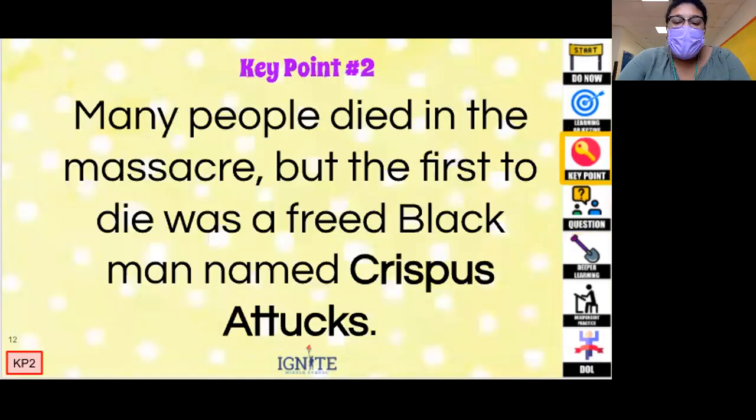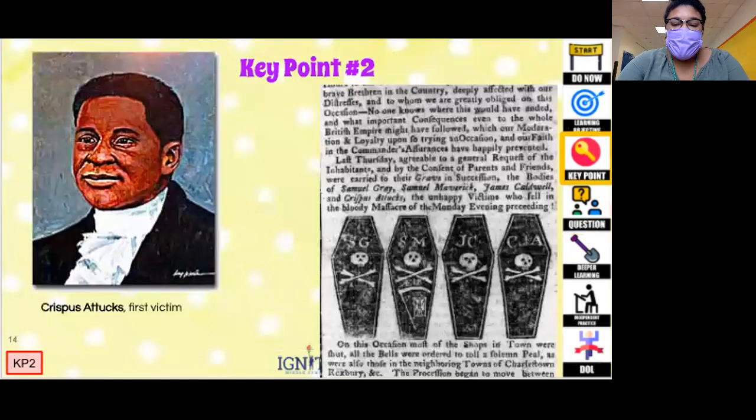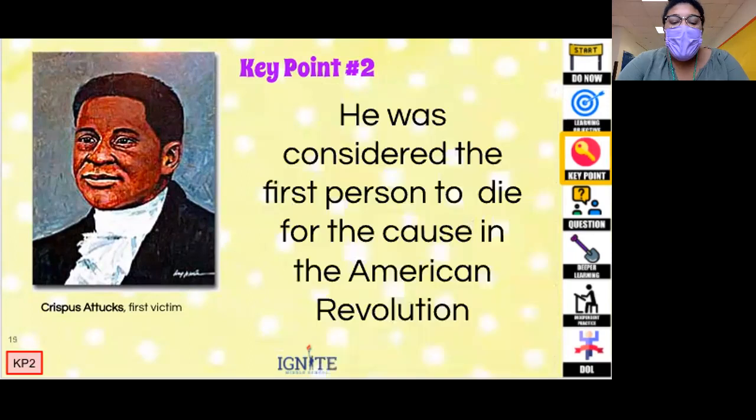Key point 2. Many people died in the massacre, but the first to die was a freed Black man named Crispus Attucks. As I told you all, this was a very bloody and chaotic event, and 5 people lost their lives. The reason we talk about Crispus Attucks is because he was the first victim. So this is Crispus Attucks. He was a free Black man living in Boston in the late 1700s, and he was the first person killed by British soldiers in the Boston Massacre. Crispus Attucks is considered the first person to die for the cause in the American Revolution.